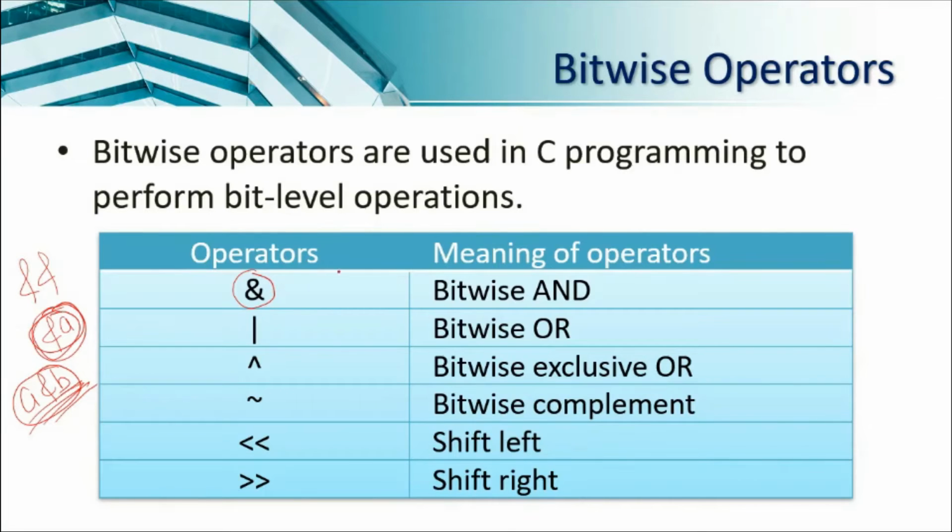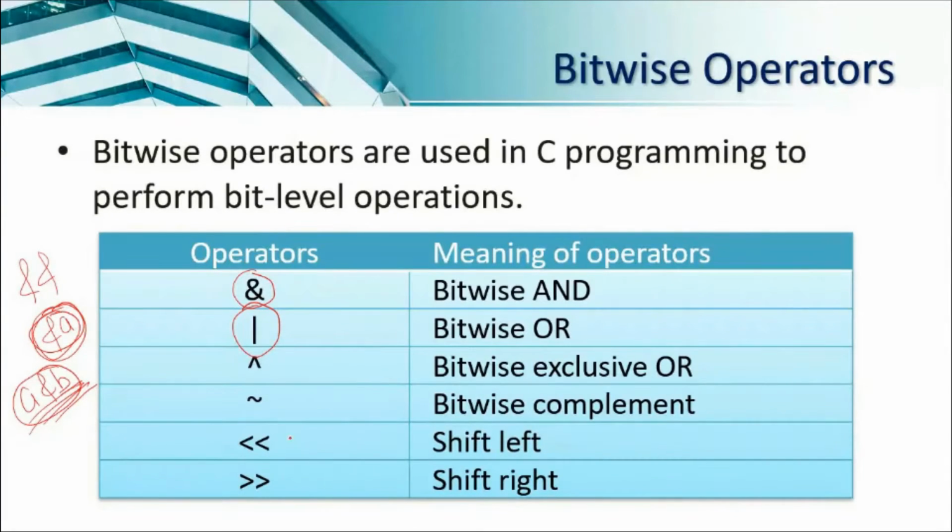So ampersand, then bitwise and. Then this is the pipe sign, as we have seen in the logical OR condition. We were using 2 pipes, but here there is only 1 pipe. So this is bitwise OR. Then there is the caret symbol, that is shift 6. If you put shift and 6, then you will get a symbol like this. That is the caret symbol. That is bitwise exclusive OR. We will see what an exclusive OR is and how these bitwise operations are done. Then this tilde symbol represents the bitwise complement.